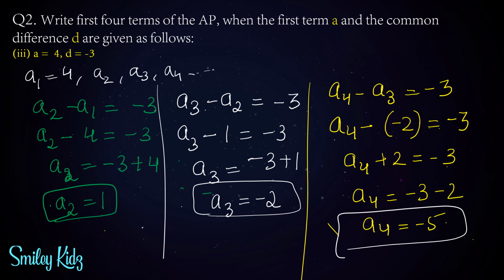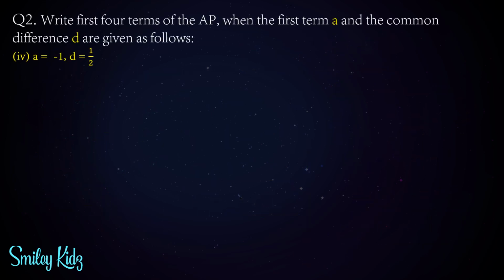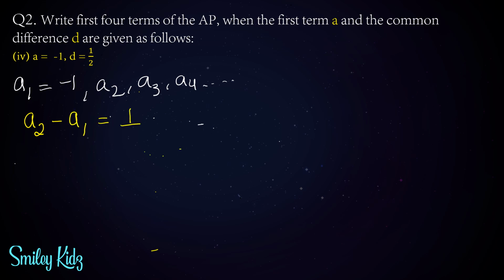Now what is our series? The series is 4, 1, minus 2, minus 5. This is our AP series of 4 terms. Moving forward, we have A as minus 1 and D as 1 by 2. Well, now A1 is equal to minus 1, followed by A2, A3, A4 and so on. Now, A2 minus A1 is equal to 1 by 2 because my common difference turns out to be 1 by 2.